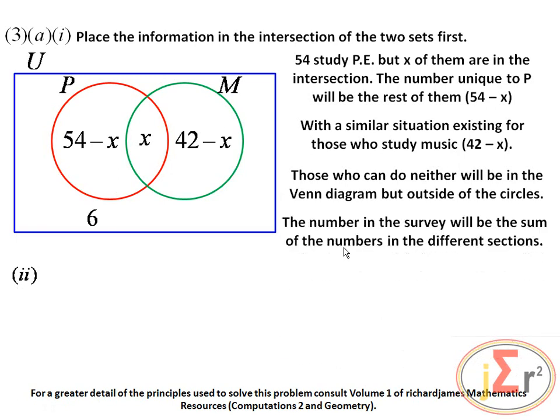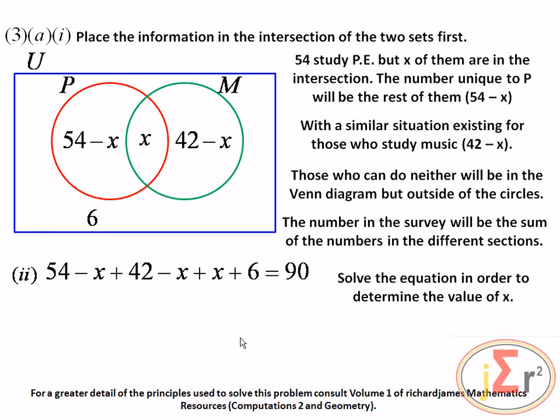The number in the survey will be the sum of the numbers in the different sections. We are going to write that. Those are the number of students in the survey. All we have to do is add 54 minus x, 42 minus x. We have x right there and we have 6 right there.